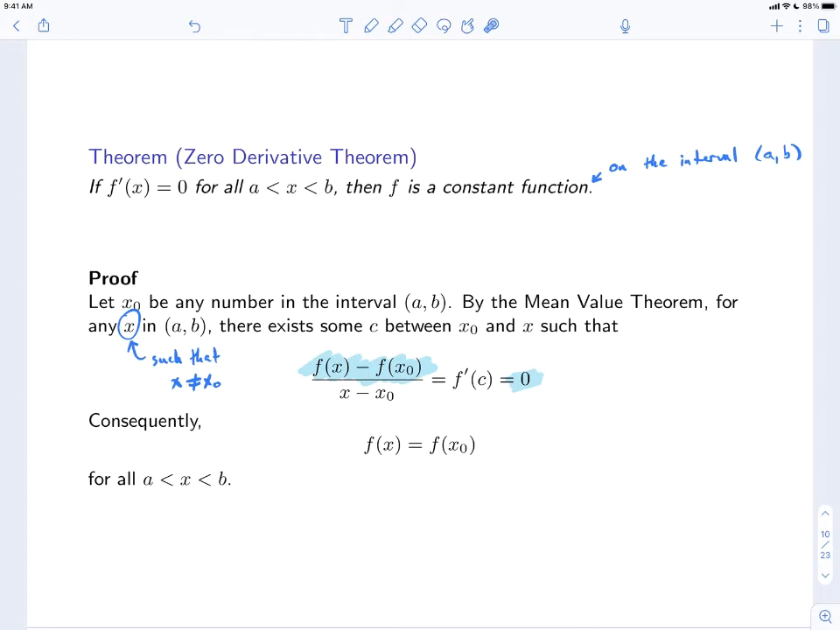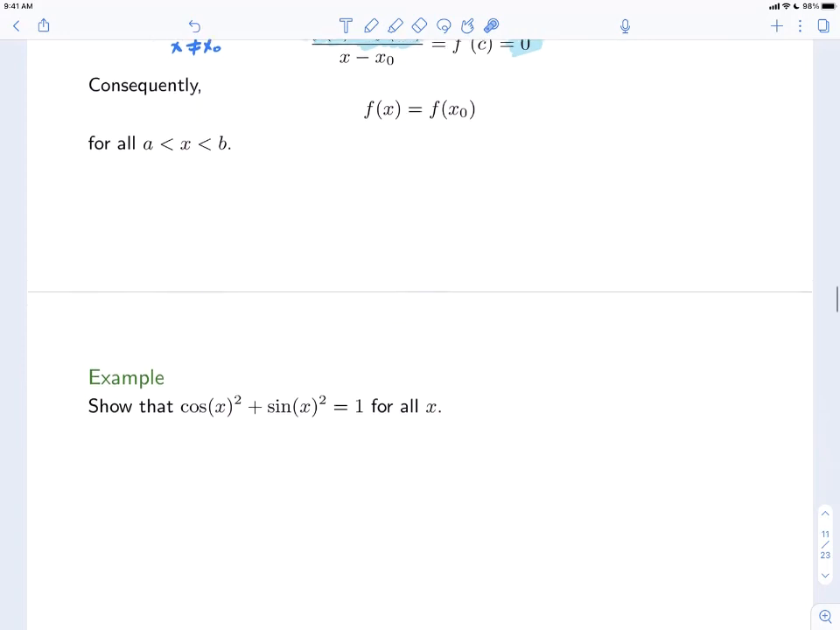So f at x must be equal to f at x0. So we just picked any x between a and b, such that it wasn't actually equal to x0. And the conclusion: if you pick some x between a and b which is not equal to x0, then f at x must be equal to f at x0. But of course, if x is equal to x0, then f at x0 is equal to f at x0. It's equal to itself. So what we have is that f at x is equal to this value, f at x0, for all x between a and b, and therefore it's constant there.